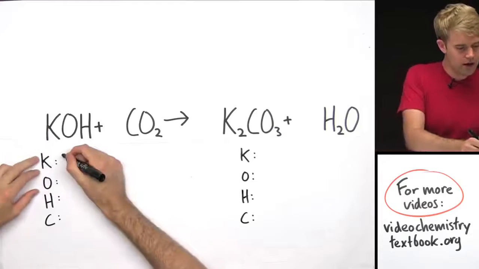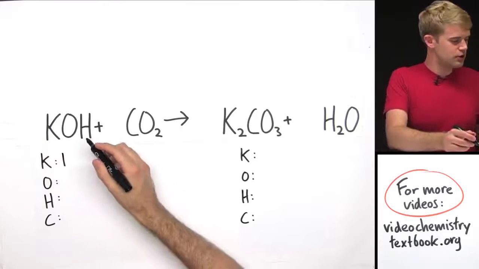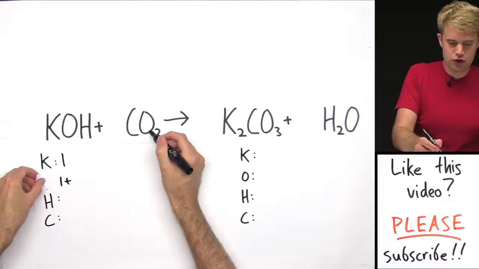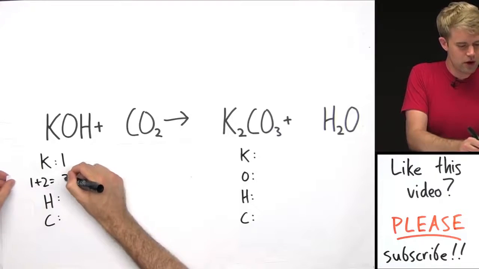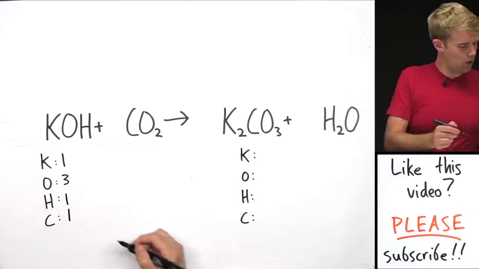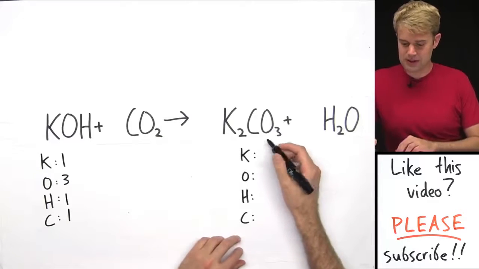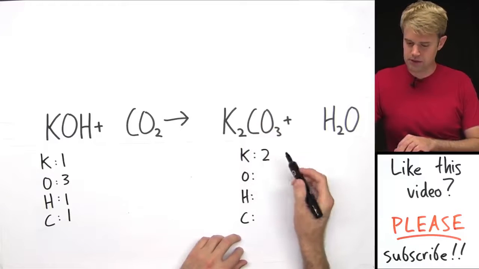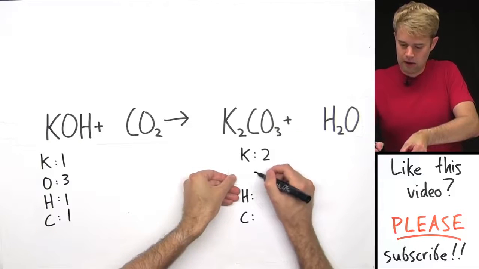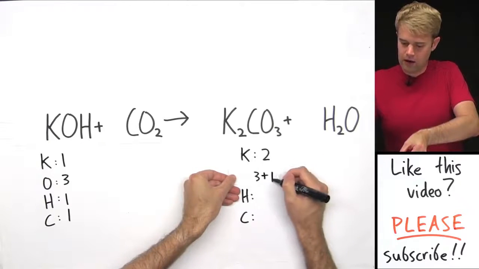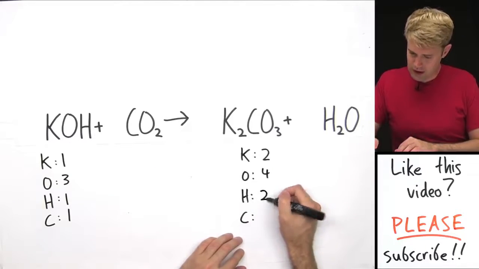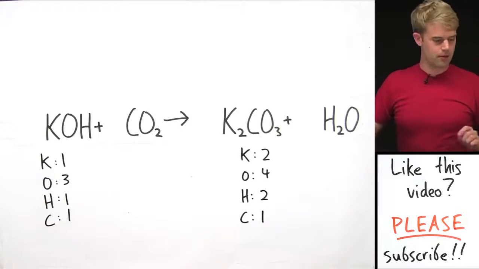We've got 1 potassium here. Now for oxygen, this is where you've got to be a little bit more careful, because we have 1 oxygen here, but then we have 2 oxygens here. So 1 plus 2, total we have 3. Then hydrogen, we've got 1 of those, and carbon, we've got 1 of those. Over here for potassium, we have 2 because we've got K2. Then oxygen, we have 3 there, and we have 1 there. It's going to give us 4 total. Then we have H2, so 2 hydrogens, and 1 carbon.